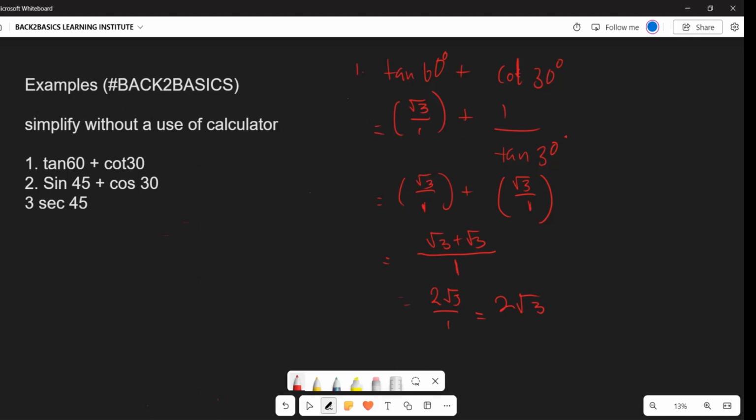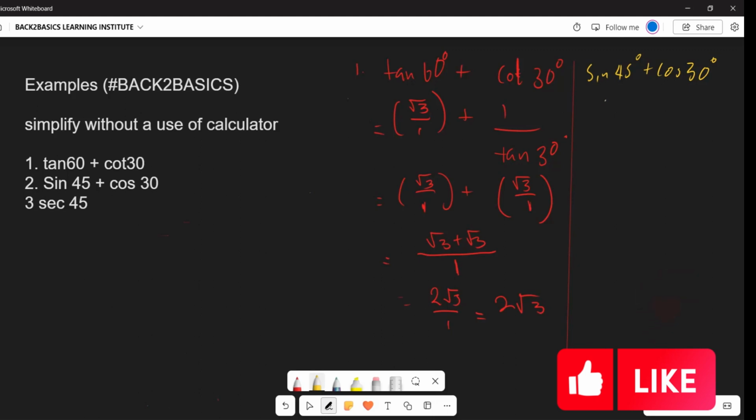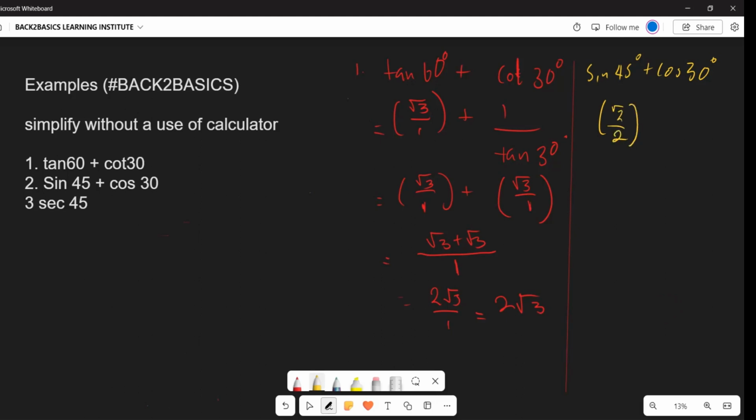Now let's look at number 2 and what we can do to solve it. You are given sine of 45 degrees plus cos of 30 degrees. Surely this one is very straightforward. What is your sine of 45 degrees? I think it is root 2 over 2, if I'm not mistaken.